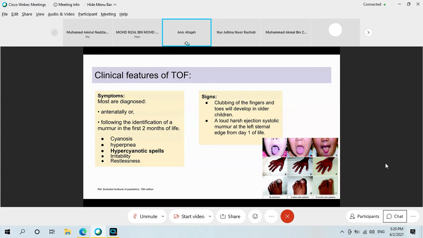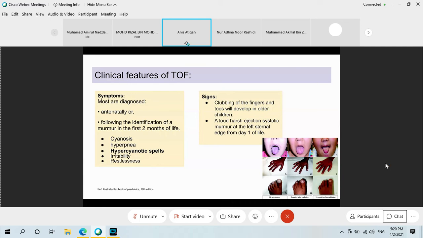For the signs, the baby will present with clubbing of the fingers and toes. This one is for older children, so it will present with clubbing of the fingers. And a loud harsh ejection systolic murmur at the left sternal edge from day 1 of life.